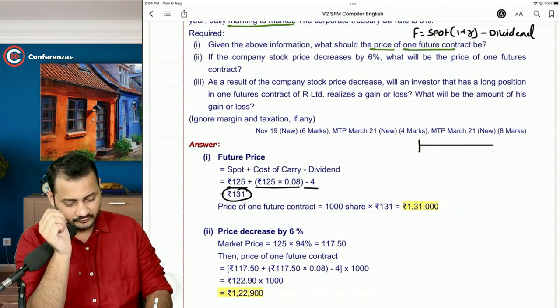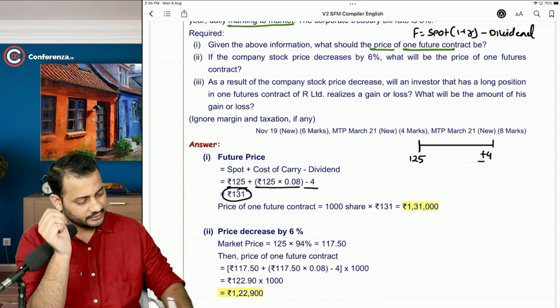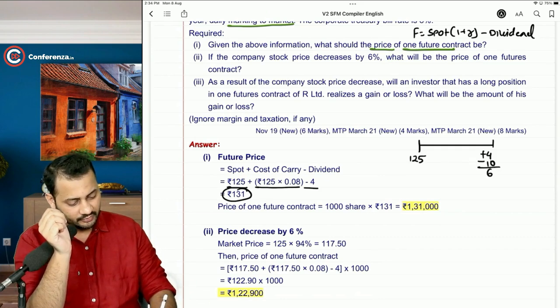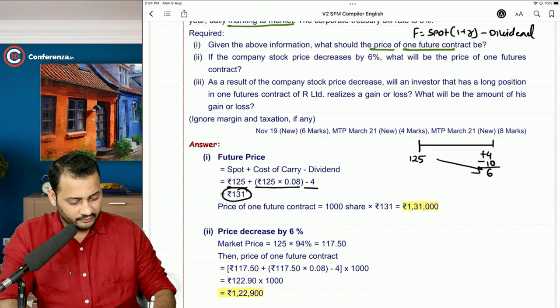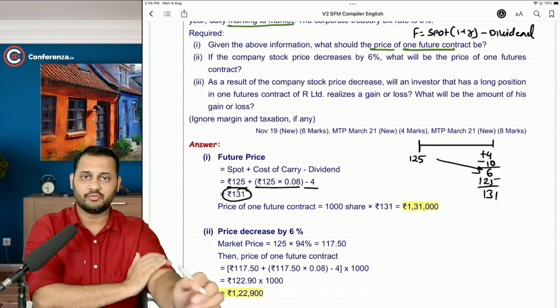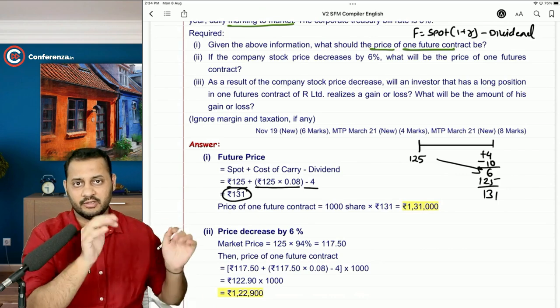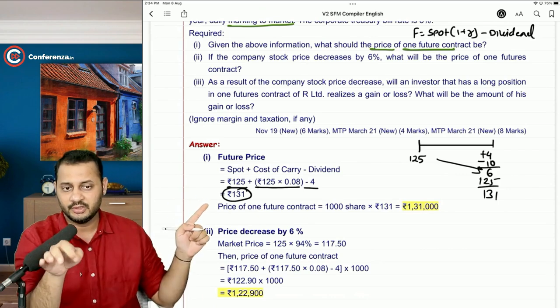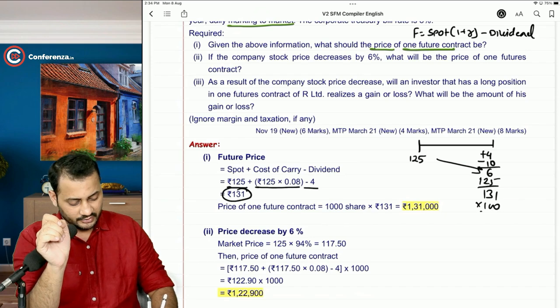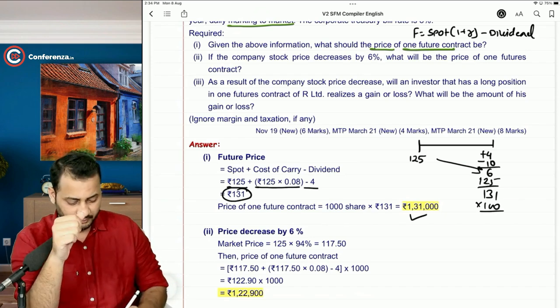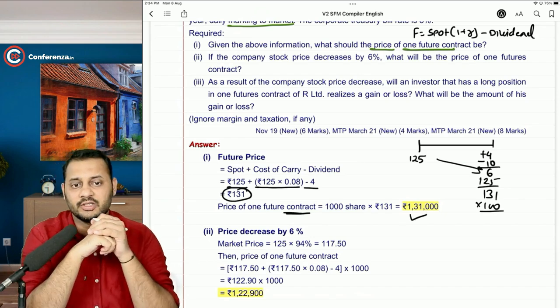See, it is going to be like this. 125, you are going to receive 4 rupees, pay how much? 125 into 8% interest comes to 10. Net amount is 6 rupees. So 125 plus 6, that is 131 you are going to pay from your pocket in order to settle everything and still own the share. Okay, and 131 into 1000 comes to 1,31,000, the price of the contract. This is called the value of the contract.